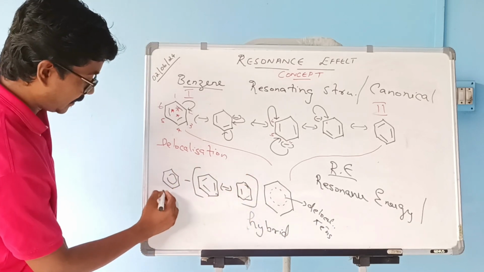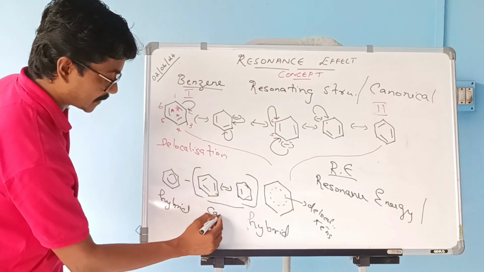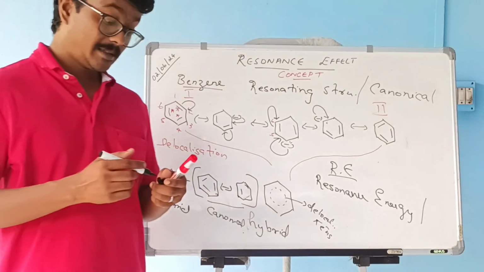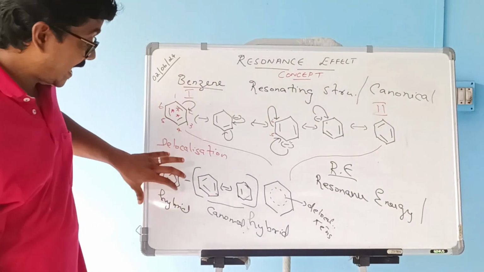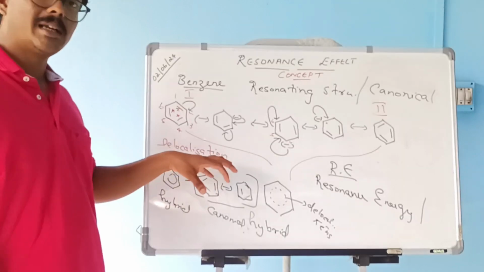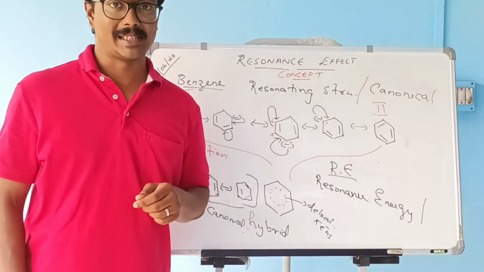The difference between hybrid and the canonical structures. The difference between the energies of the hybrid and the most stable canonical structure of a compound is called resonance energy or resonance stabilization energy.